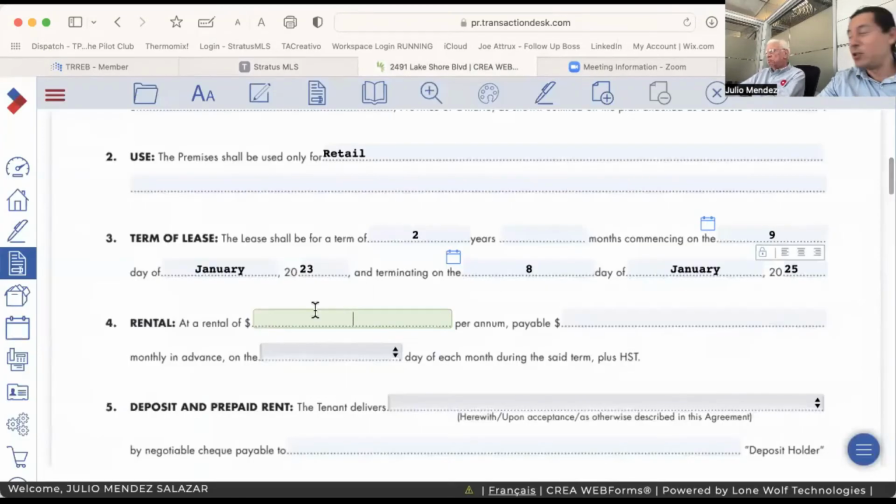All right, well, you're a tough negotiator. Let's go. I got a tough client. At a rental of 13 per annum. Per square foot per annum, yes. Okay.